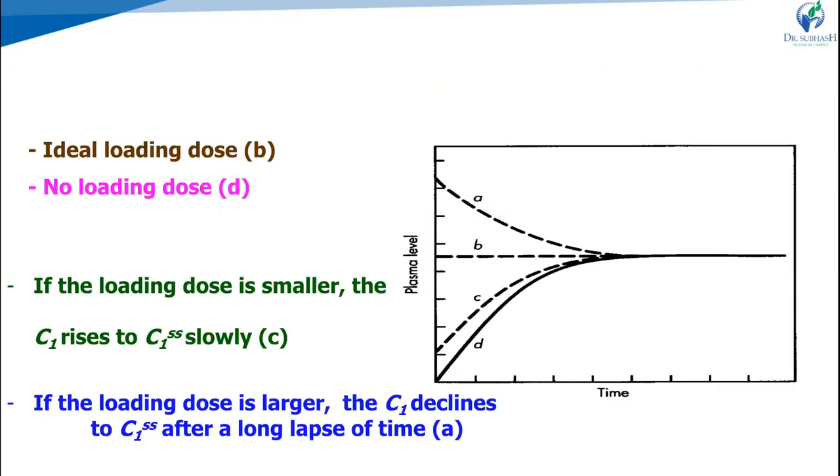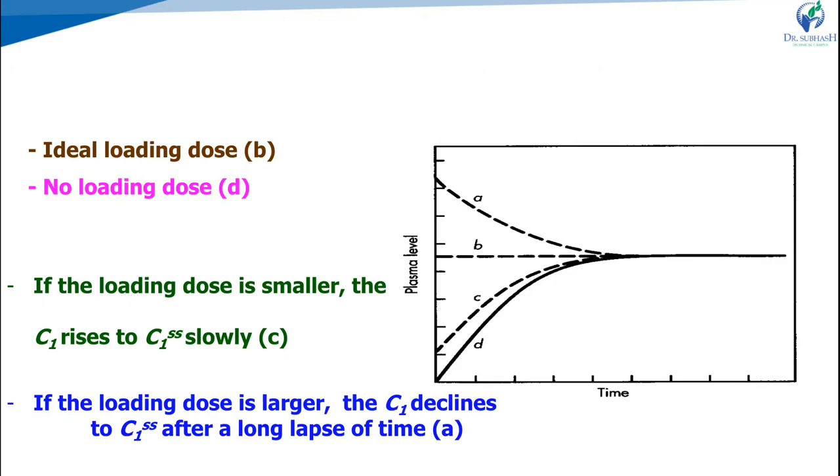Here in the figure we have to see that D represents no loading dose, and B is the ideal loading dose, but it is difficult to achieve the ideal straight line for the loading dose. And C represents a loading dose similar to the D point or below that.